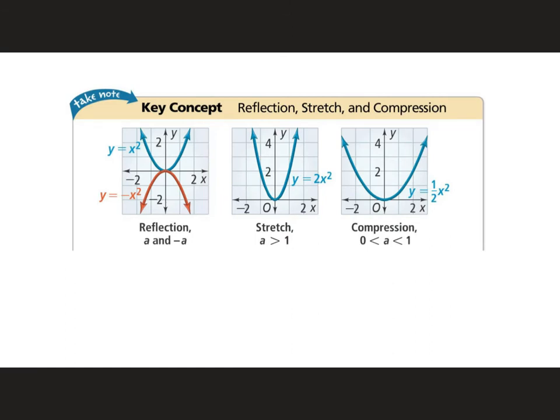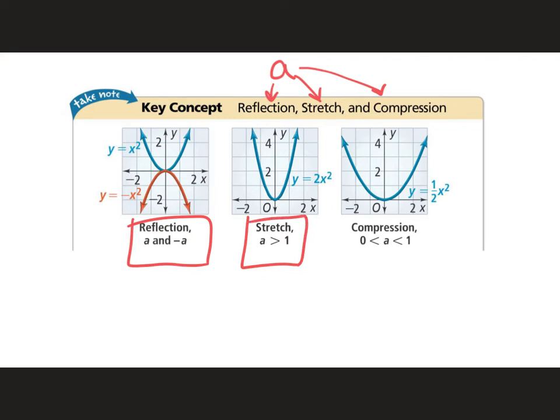This page just shows you what a reflection, stretch, and compression are. So I said this on the last slide, but A determines all three of these. So whether you have a reflection, a stretch, or a compression. If A is negative, you have a reflection. If A is greater than 1, you have a stretch. And if A is in between 0 and 1, meaning that it's a fraction, you have a compression.